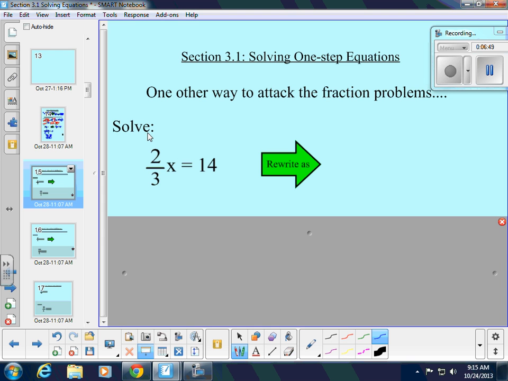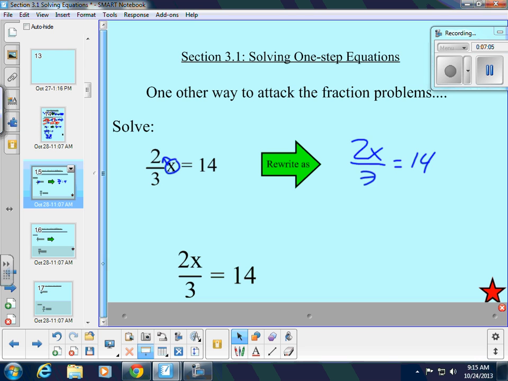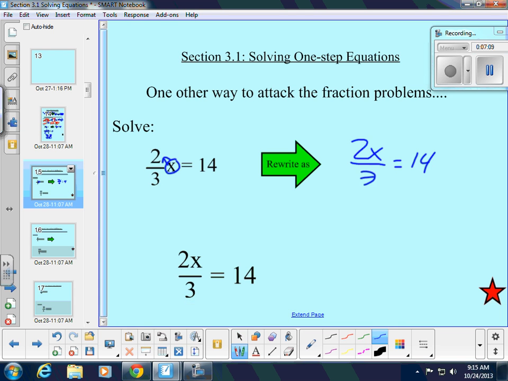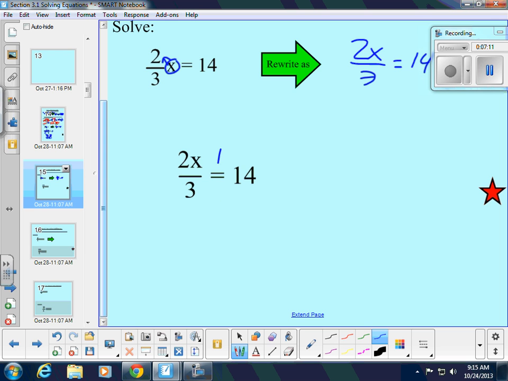I'm telling you this the same way like I showed you on that first page, that this variable is really multiplied to the top number is what's going to happen. So I'm going to rewrite it like that. I'm going to write it as 2 times x divided by 3, and that now equals 14. Once I've rewritten it, and I have that down here, 2x divided by 3 equals 14, now I can solve it again using steps like we've learned.